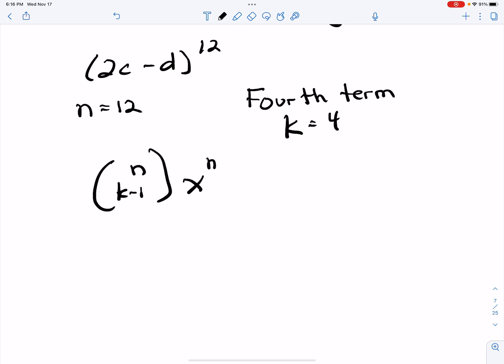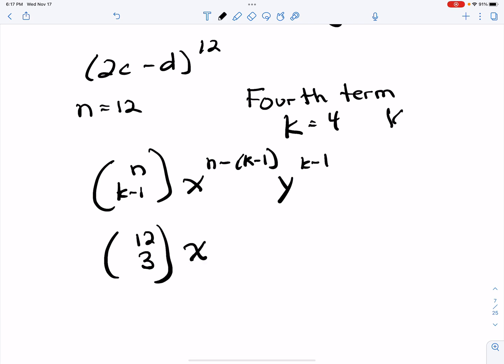That looks like this. So we got 12 on top, and then k minus 1 is 3. Then if we know k minus 1 is 3, then x is going to be to the 12 minus 3, which is 9. And then y is going to be to the 3. So you can do it in your calculator, 12 nCr 3, and I get 220. So I get 220 x to the 9 y cubed.